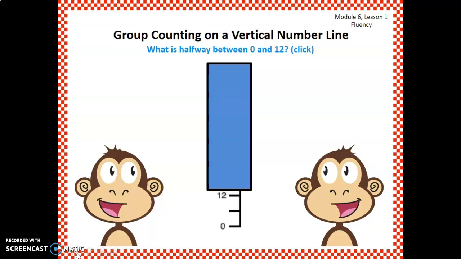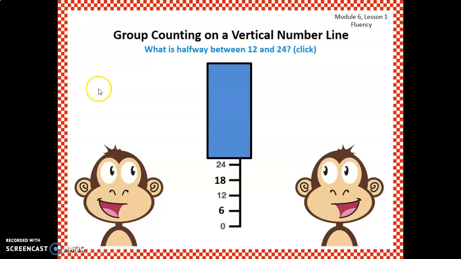What is halfway between 0 and 12? I think I know that answer. Does anybody know that answer? If you said 6, you're right. Next it says, what is halfway between 12 and 24? Let's think for a minute. Let's see if we can see a pattern. If you said 18, you would be correct. I think I'm seeing a pattern here. Let's see. 6, 12, 18, 24. What are we doing there?